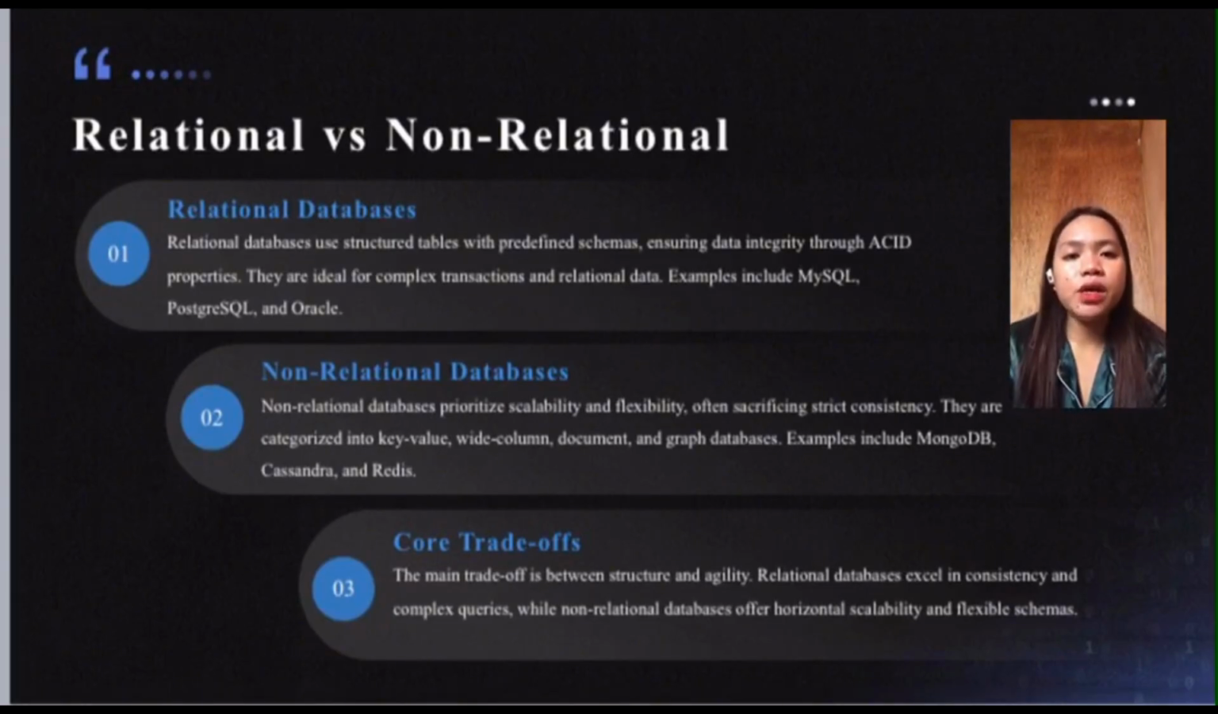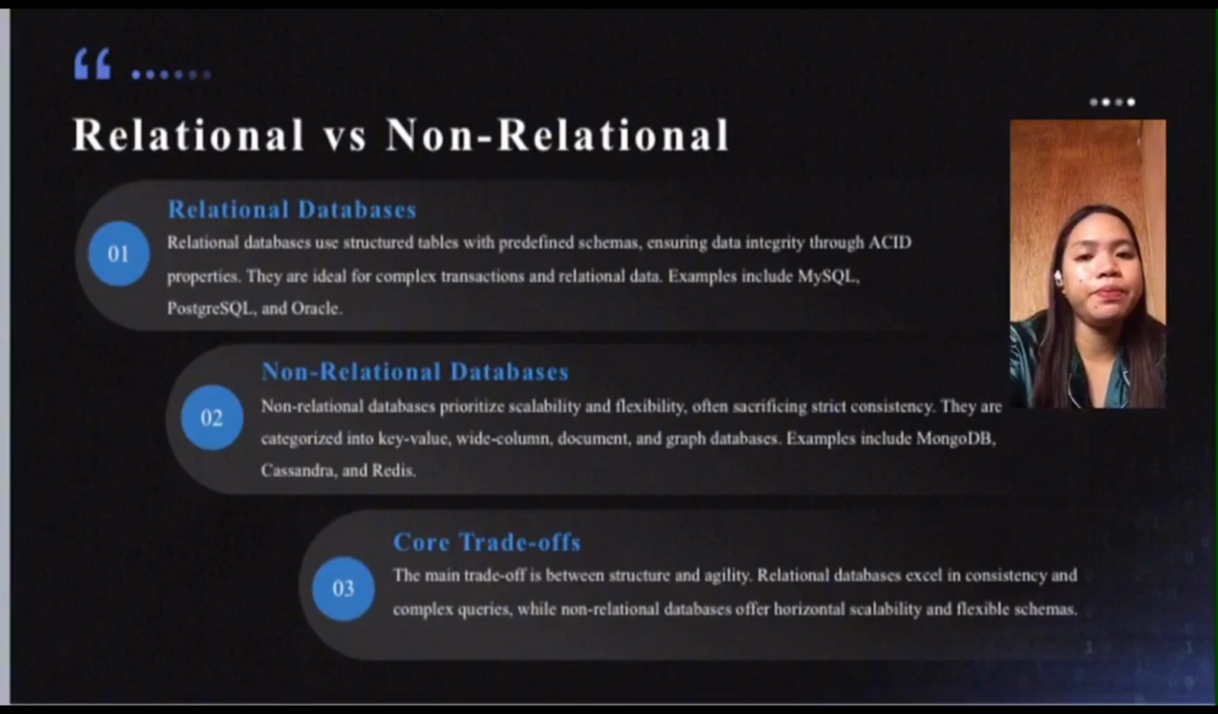The key here is structure. Relational databases use something called a schema, which is like a blueprint for how the data is organized. This ensures data integrity through what are known as ACID properties, or atomicity, consistency, isolation, and durability. Basically, it means your data is reliable.